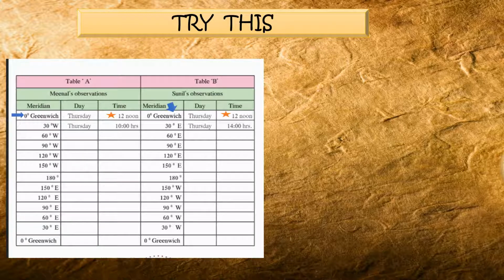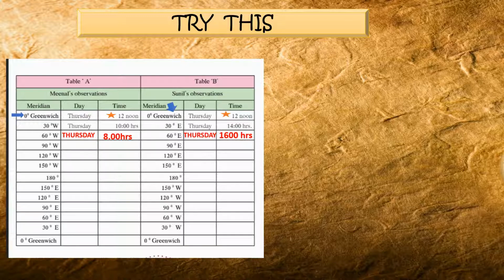then it is 8 a.m. at 60 degree west and the day is Thursday. Whereas if we consider 60 degree east, that is 16 hours ahead, meaning 4 p.m., that is in the evening, 4 o'clock Thursday. Now Sunil and Minal have to note this timing.